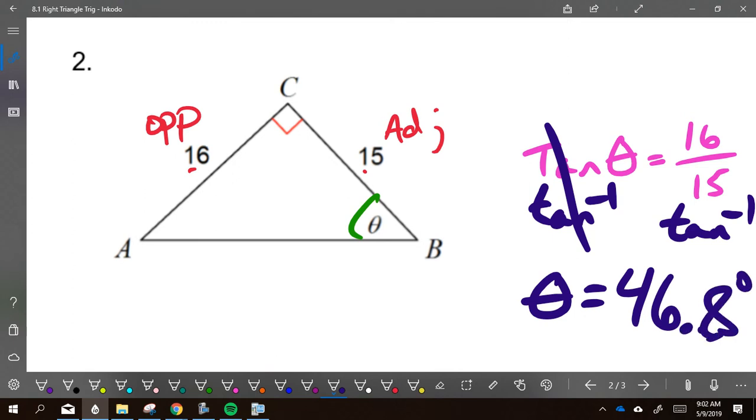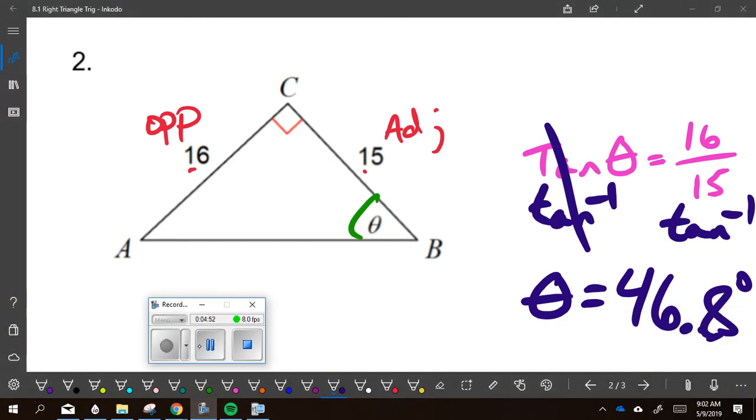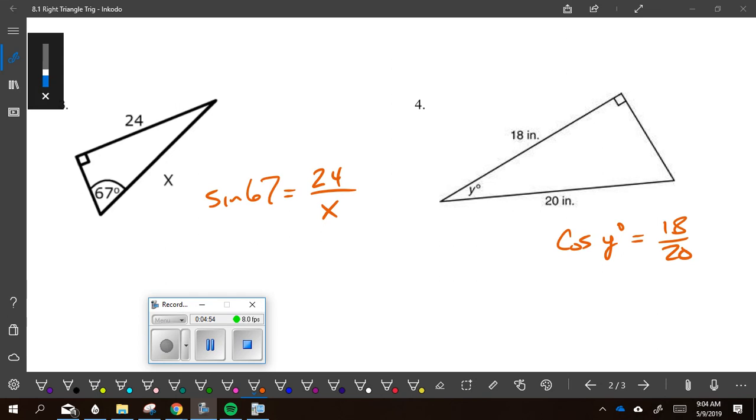Questions with those two? Try the next 2. I'm going to walk around and check on you because I don't know how good you are or not. I set up the basics here.